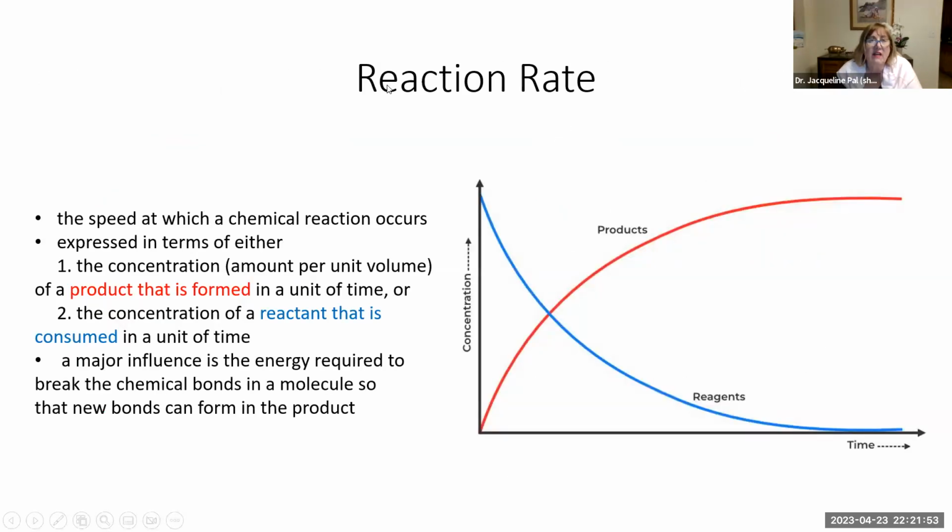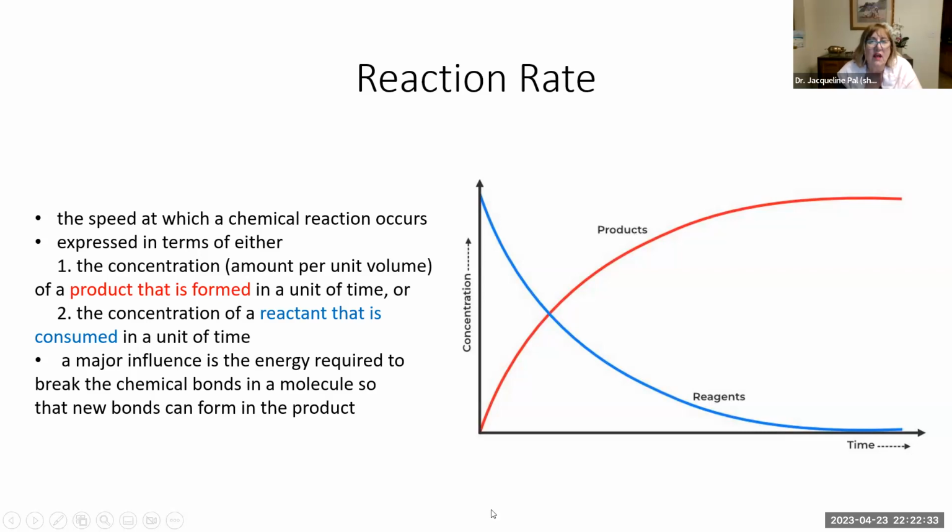So how fast do reactions occur? This is called the reaction rate, and it's expressed either by looking at the product or by looking at the reagents, over time. In both cases, we look at the concentration of whatever it is and what happens to it over time. If we are looking at the product here in red, we look at how much new product is formed over a period of time. Whereas if we are looking at the reactants or reagents, we're looking at how much we are using up over each period of time.